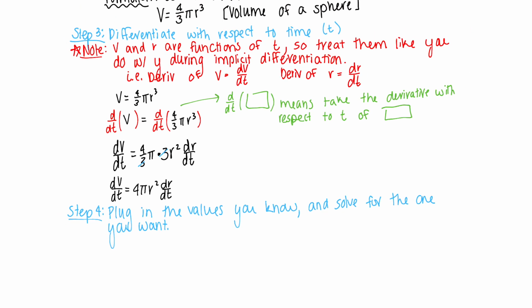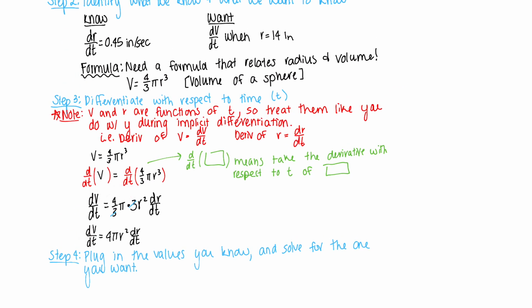I want to make a point right here that even though I know that I want this volume, this dv/dt when the radius is 14, you do not plug in the radius until you finish taking derivatives, because this radius is only going to be 14 inches at one moment in time. Taking the derivative and plugging in this radius would mean that that radius stays 14 inches the entire time the snowball is moving, and that won't work. So it's important that you don't plug in any of these numbers that you have until you're done taking the derivative.